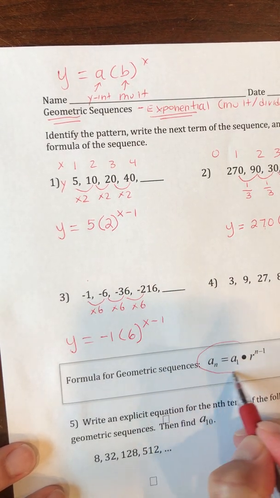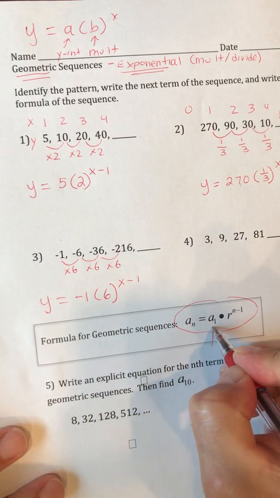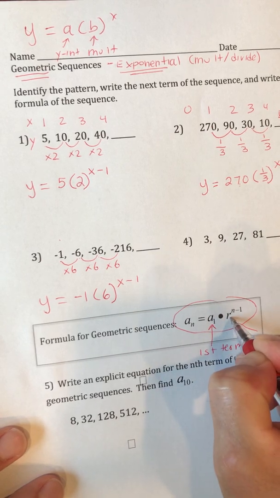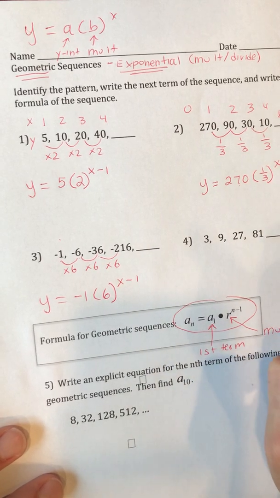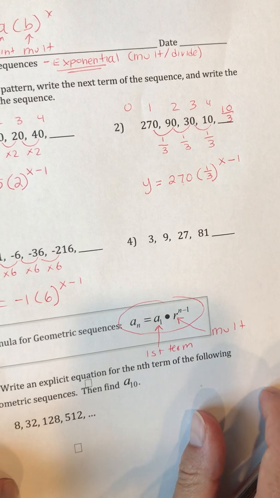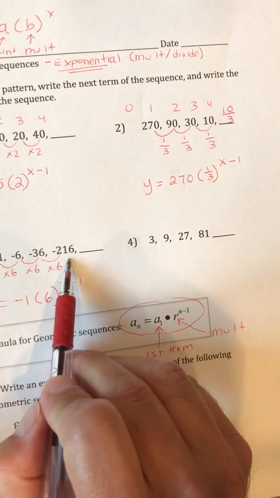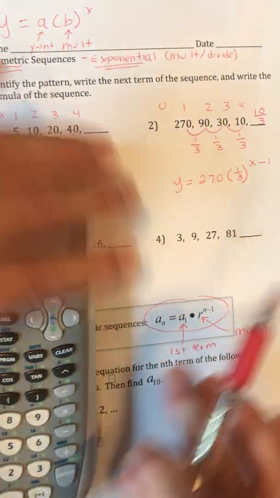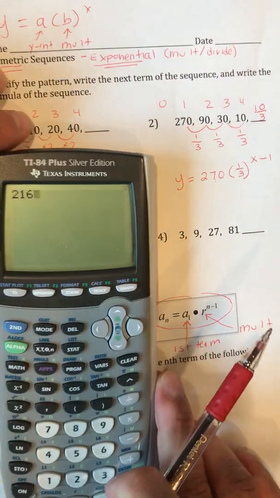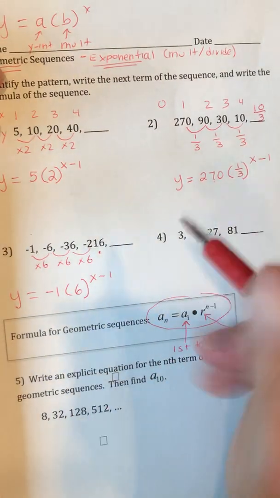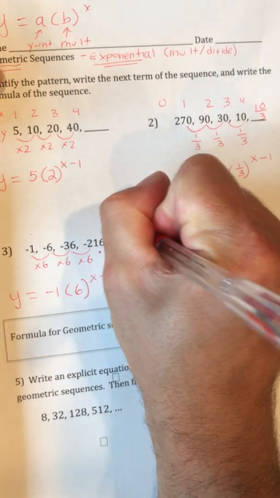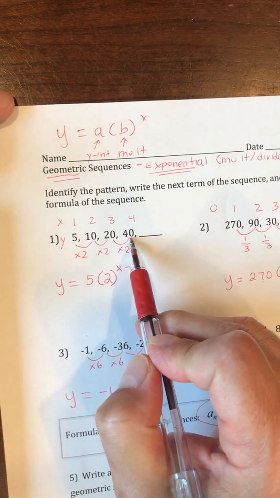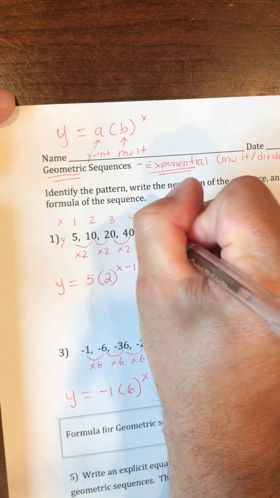And this is the formula. A1 is the first term. R is what you're multiplying by. That's your factor. So if I want the next term here, I would just multiply 216 times 6. 1,296. And if I went back to number 1, I forgot to find the next term. If I want the next term, it would be 40 times 2, which is 80.